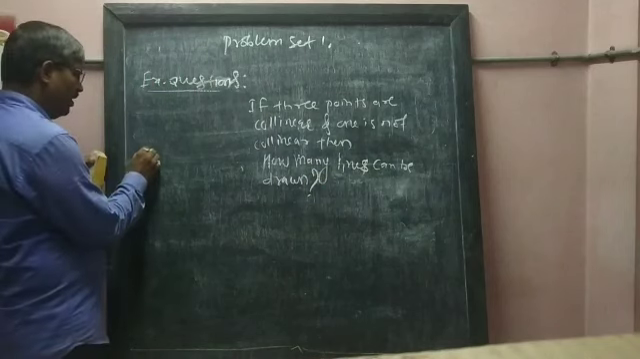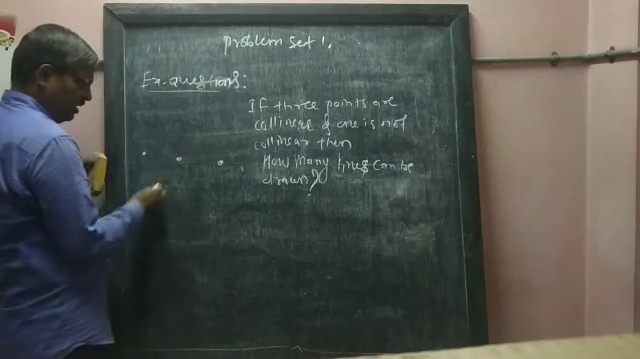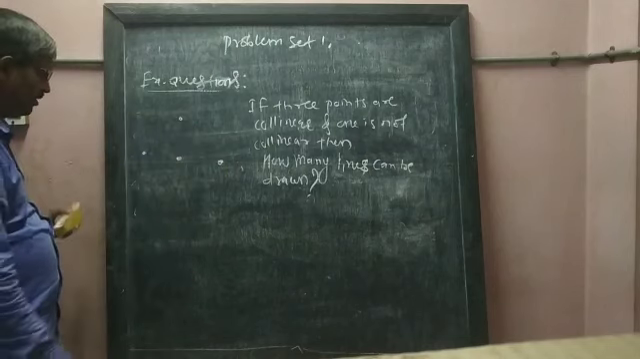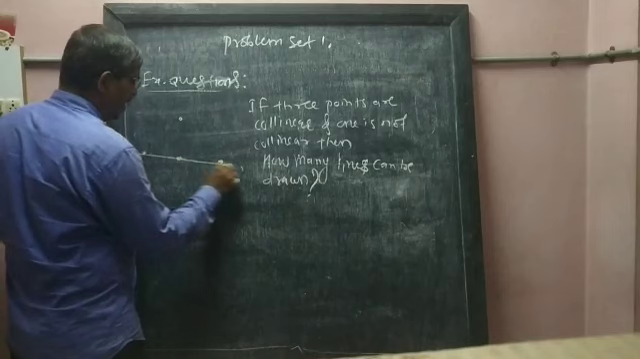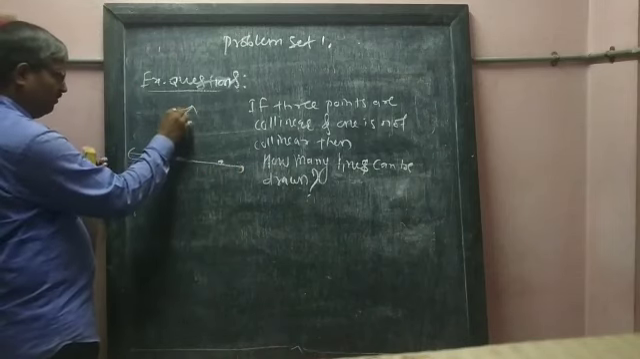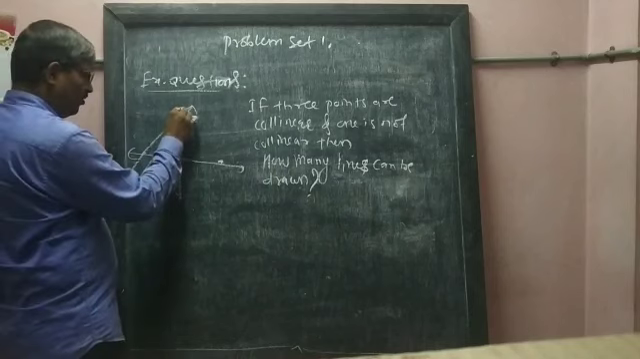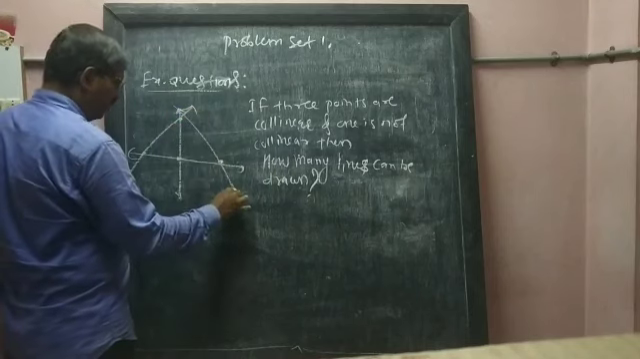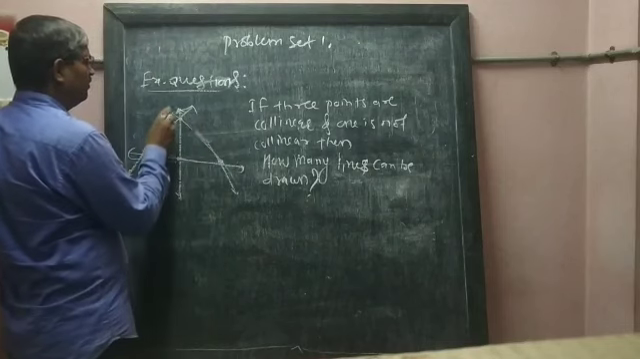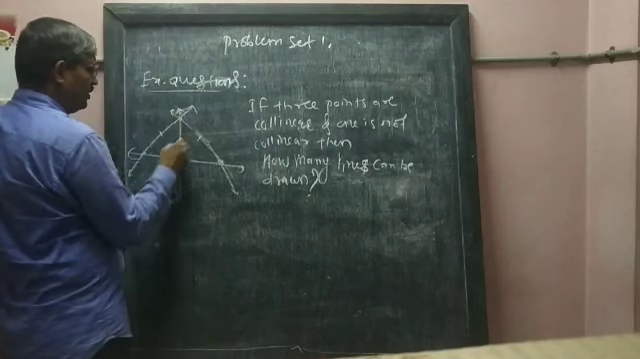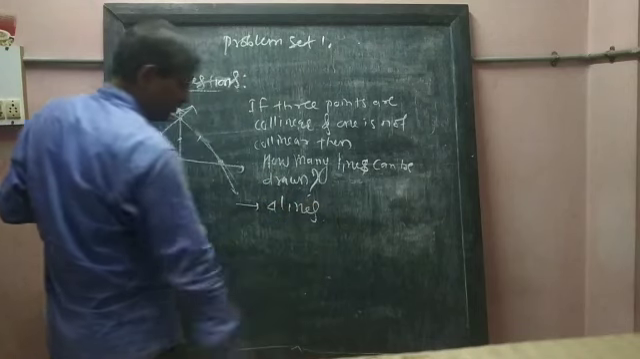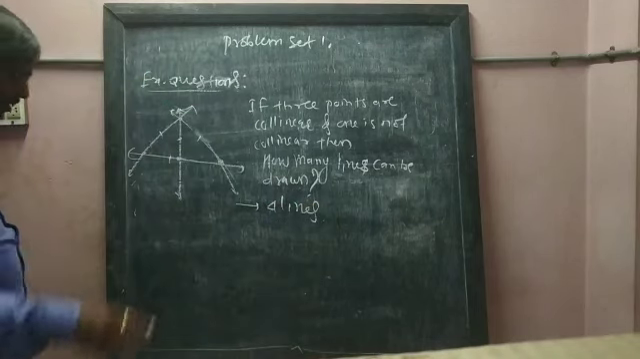Look here, 1, 2, 3. These 3 points are collinear and 1 is non-collinear. Then from the collinear points you can draw this one line. From the non-collinear point you can draw lines to each of these. Means how many total lines are drawn? 1, 2, 3, 4. 4 lines.